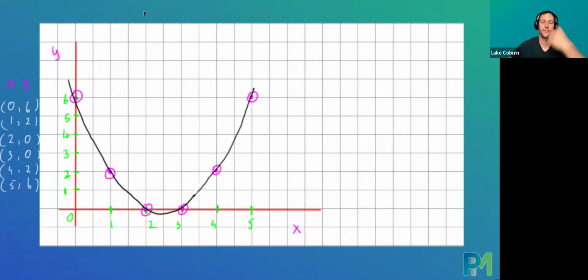So I put in these numbers 0, 1, 2, 3, 4, and 5 as inputs. But if I had put in all the numbers between 0 and 1, I would have gotten all of these. And if I had put in all the numbers between 1 and 2, I would have gotten these. And all the numbers between 2 and 3, I would have gotten these, and so on.